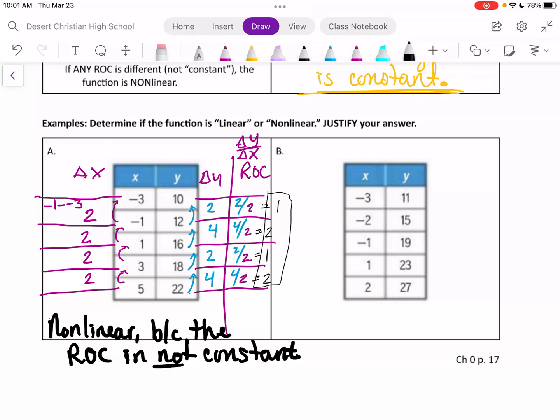I feel like I did all my subtraction correctly, okay? So, there we go. If our rate of change is off even once, it is nonlinear because our rate of change is not constant. It is not always the same, all right?